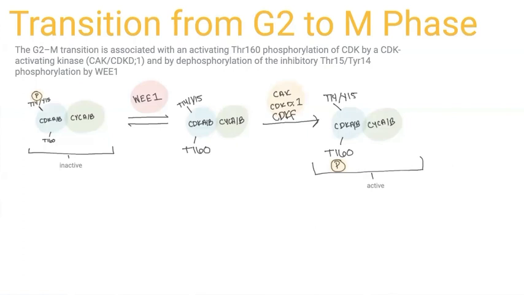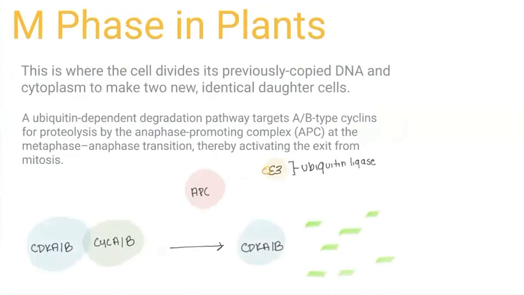Two steps are needed to make it into an active form. The first is done by WEE1, which dephosphorylates T14 and Y15. In the next form you can see that both are non-phosphorylated, so that's basically an intermediate. Then the CAK molecule phosphorylates T160, and once you phosphorylate T160, you make this an active molecule. So this helps the transition from G2 to M phase.